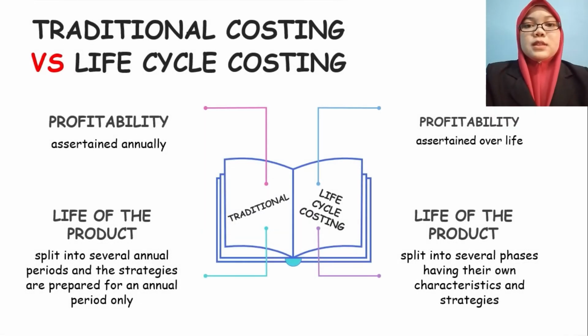Next, we proceed to the differences between traditional costing and life cycle costing. For traditional costing, the profitability is ascertained annually, while for life cycle costing, the profitability is ascertained over the life. The life of the product for traditional costing is split into several annual periods, and the strategies are prepared for an annual period only, while for life cycle costing, the life of the product is split into several phases, each having its own characteristics and strategy.